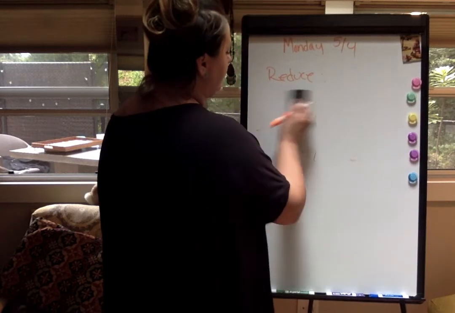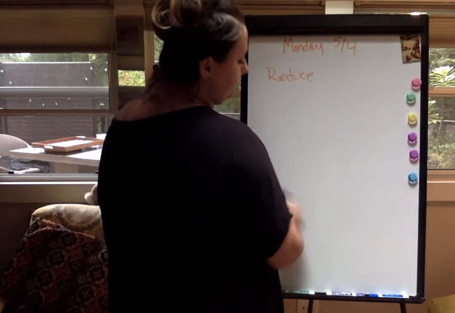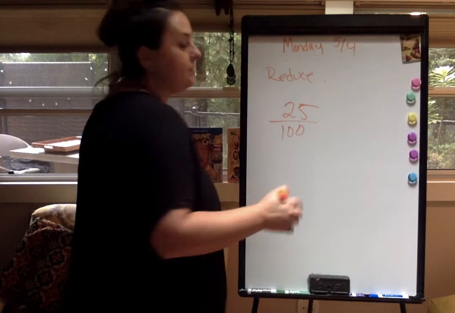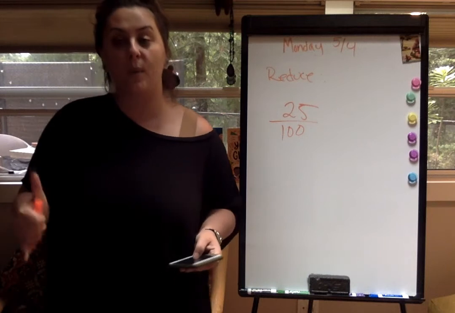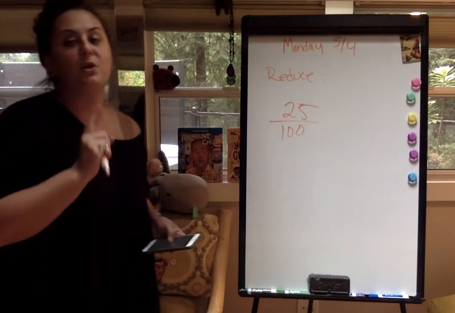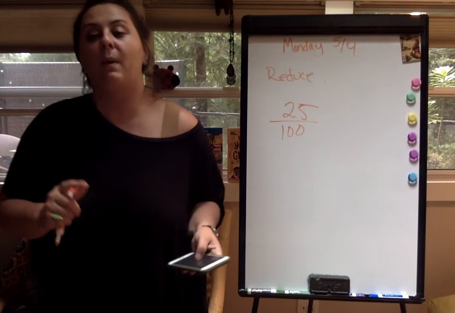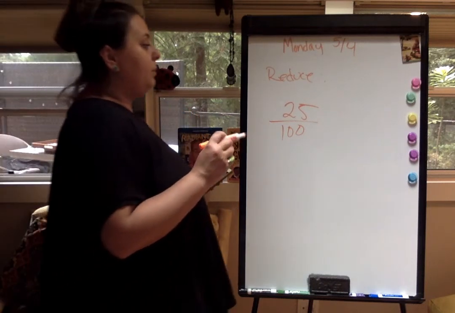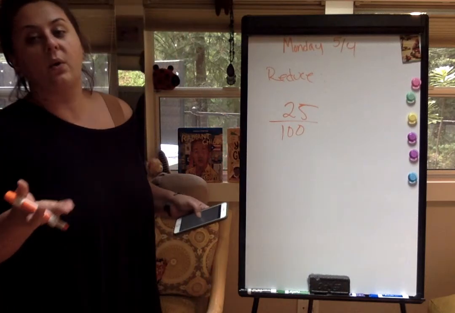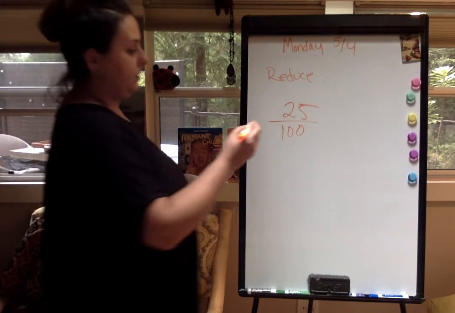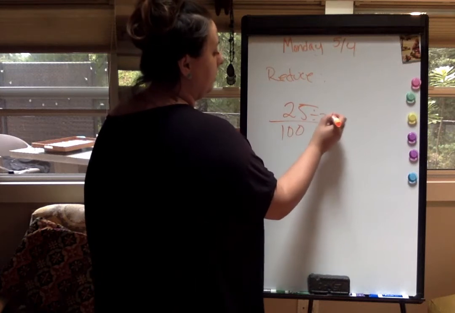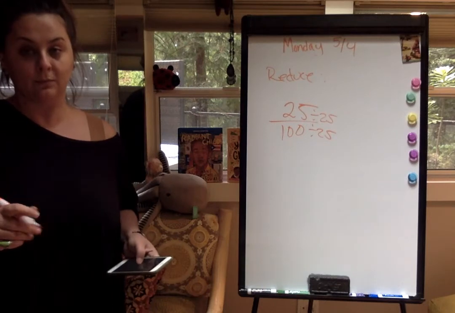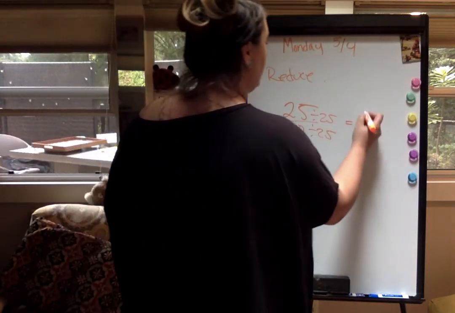We're going to simplify another fraction. 25/100. Anytime you see a 25, a 50, a 75, I want you to think about money. And I want you to think about quarters and how many quarters make up $1. So if we think about that, how many quarters do you need to have $1?